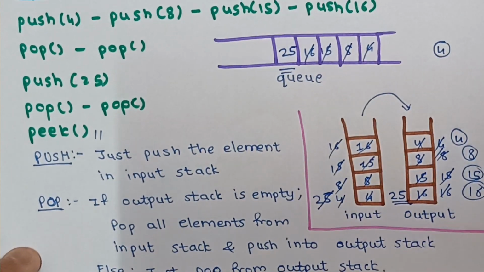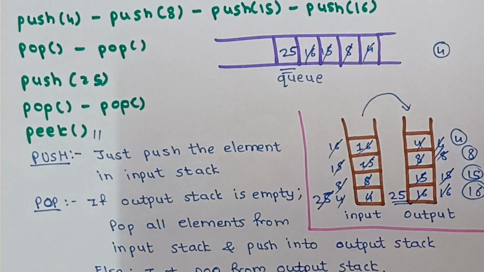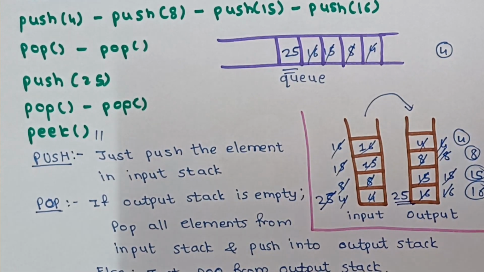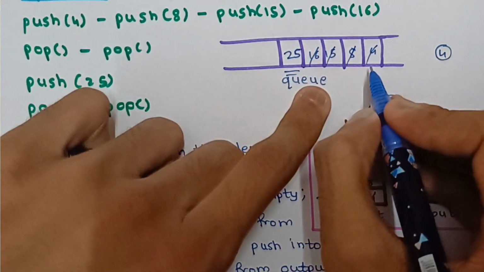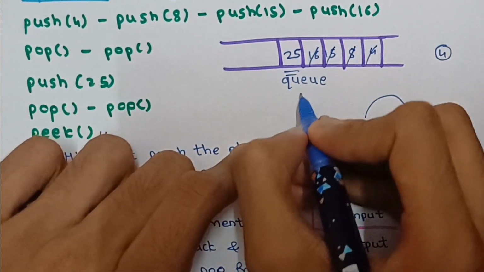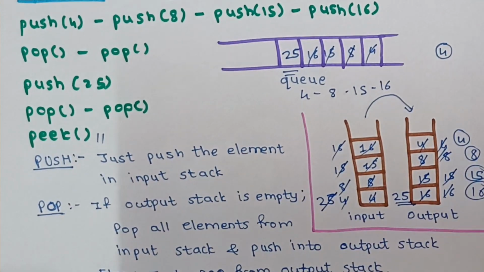After popping and pushing between the two stacks, this will work as a queue. You can see that popping from the queue results in 4, 8, 15 and 16, and this is also the same. So we have implemented a queue using two stacks.